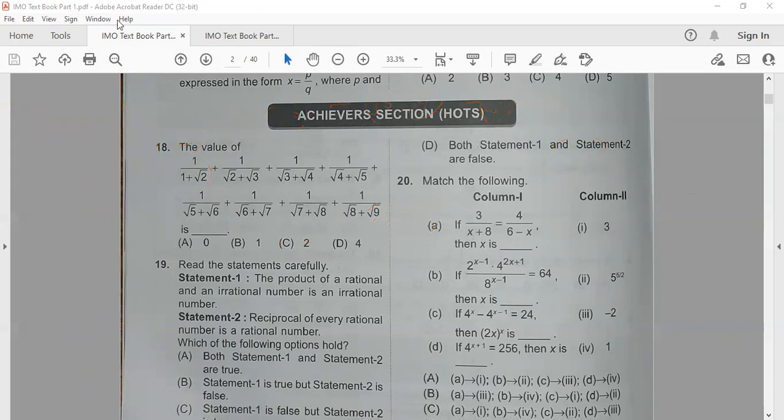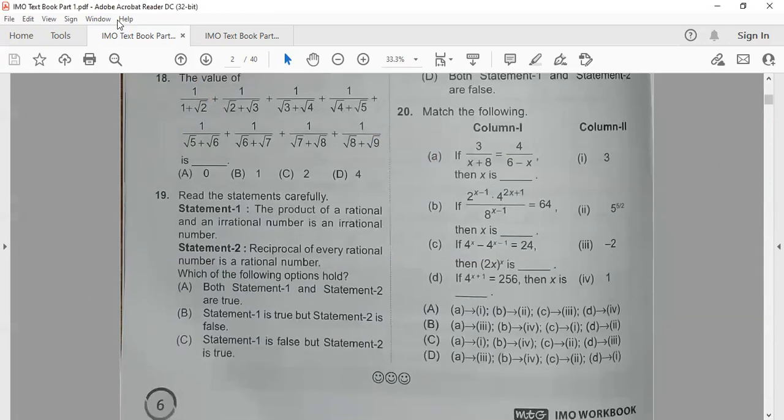Now, next one. Question number 19. Read the statements carefully. The product of a rational number and an irrational number is irrational. Two rational, irrational, always. Definitely it is correct, true. Reciprocal of every rational number is an irrational number.